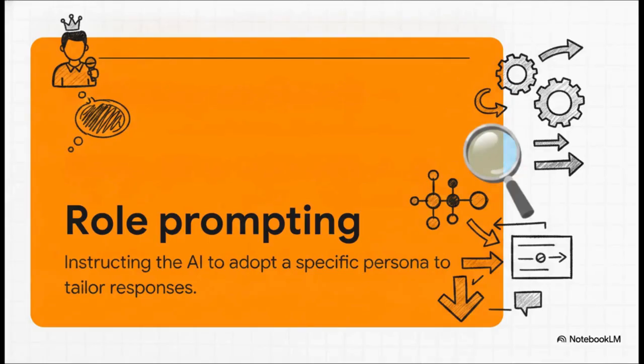Now, another incredibly powerful way to guide that output is through role prompting. This is where you instruct the AI to adopt a specific character, profession, or expert persona. You aren't just asking a question anymore, you are assigning a whole identity.